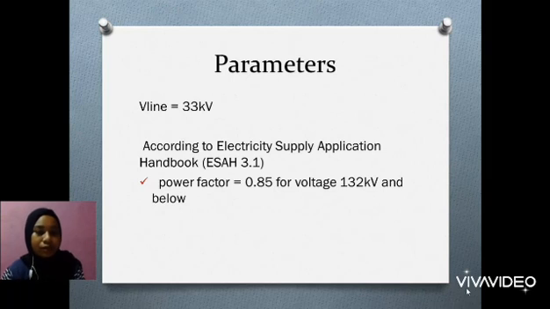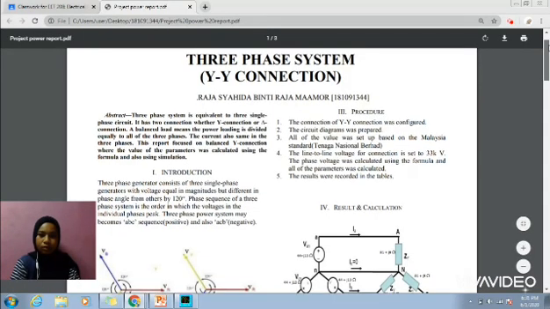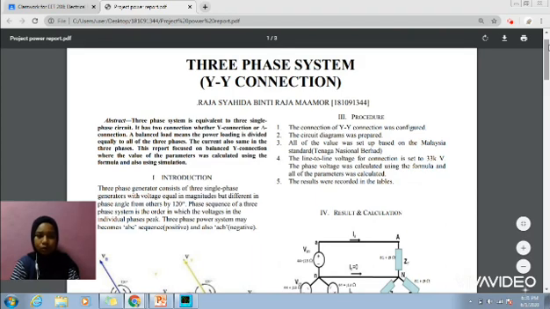So for my project, the line voltage given is 33 kilovolt, and according to the electricity supply application handbook, for voltage 132 kilovolt and below, the power factor is equal to 0.85. So I'm using the power factor to find the V load and the I phase for the circuit. Now let's proceed to the discussion of this project.